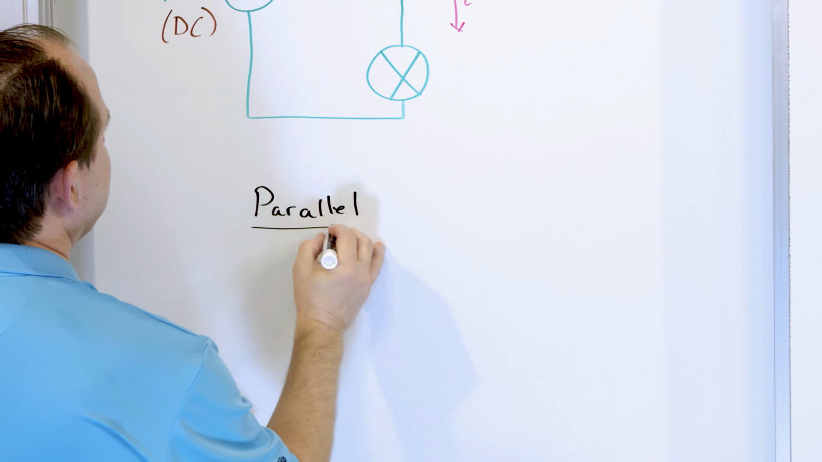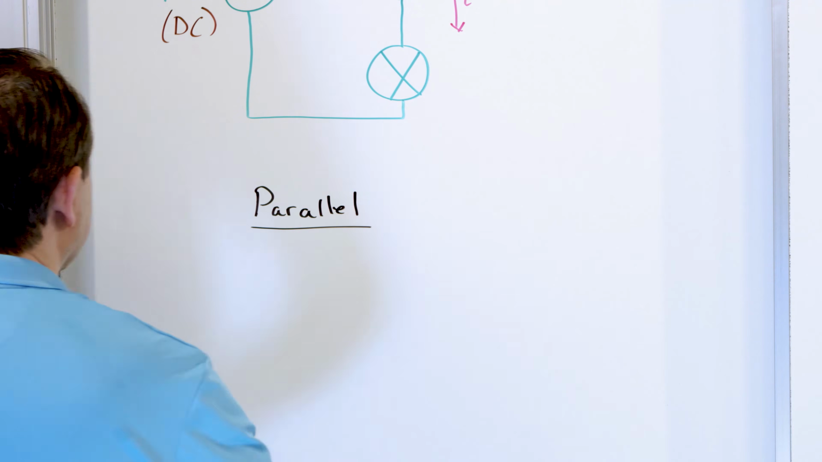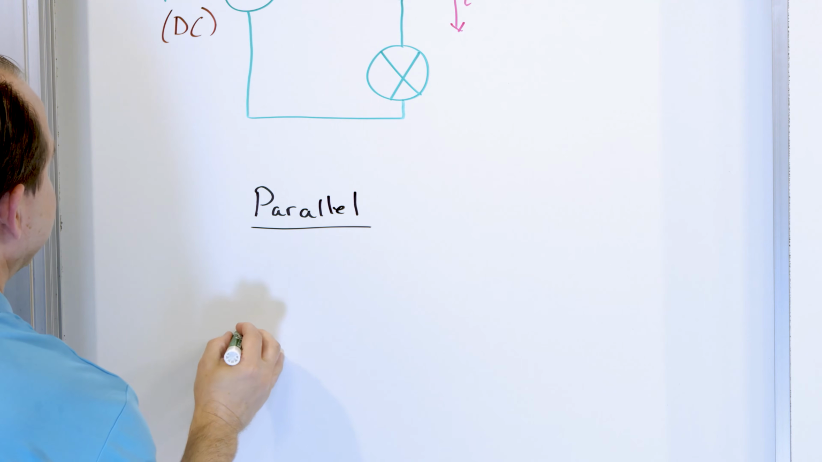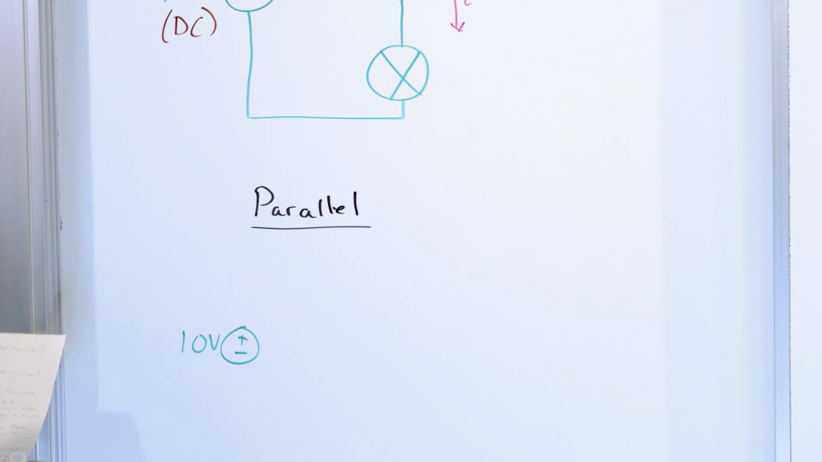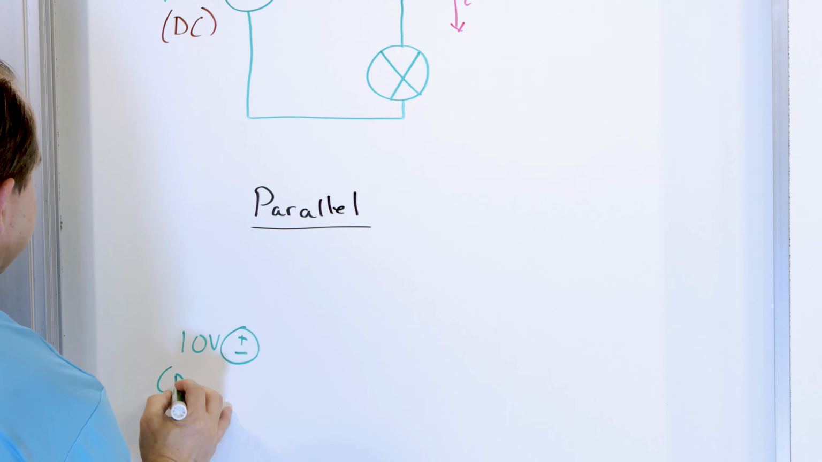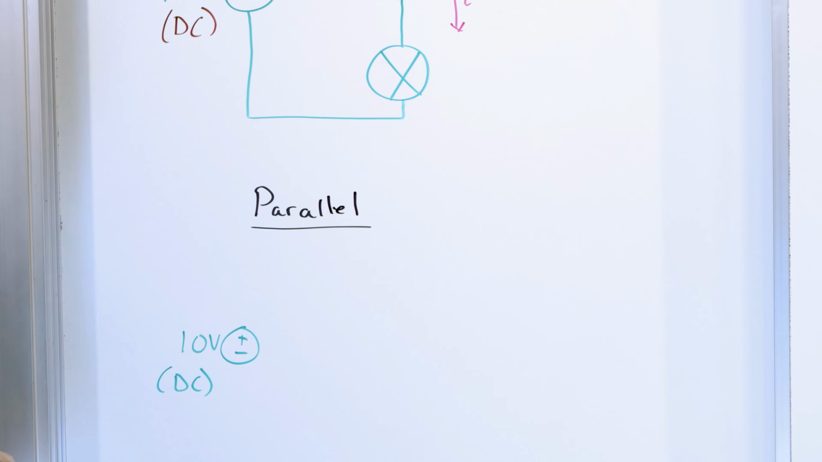All right, parallel like this. Now, for completeness, I'll have the same voltage source. So plus minus right here, 10 volts. Remember, this just represents how much pushing force I have. And of course, it's a DC, which means it doesn't change over time.